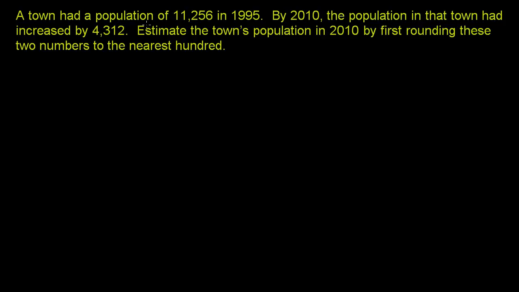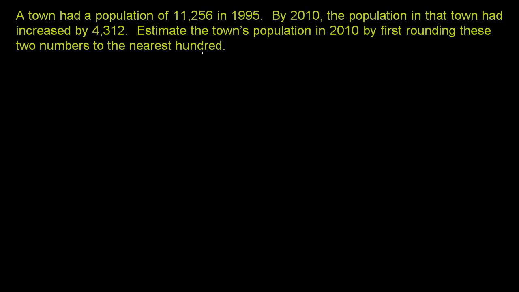A town had a population of 11,256 in 1995. By 2010, the population in that town had increased by 4,312. Estimate the town's population in 2010 by first rounding these two numbers to the nearest hundred.